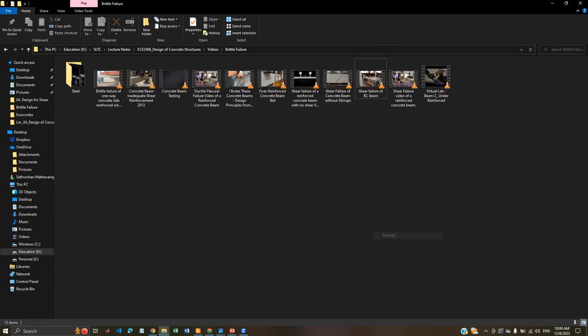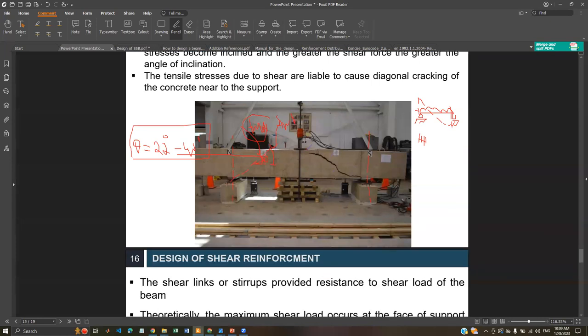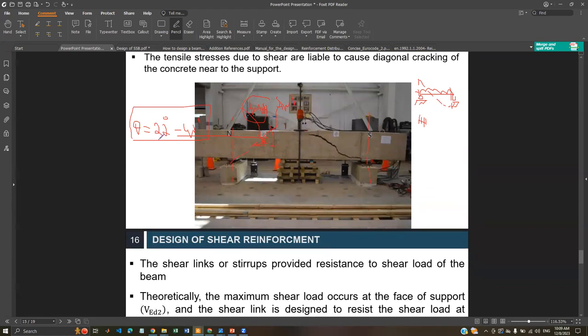Anyway, this is how the shear failure is going to happen. Just understand that the shear failure will happen at an angle. This angle is always limited to 22 degrees to 45 degrees, and based on this value, our calculation is going to happen.